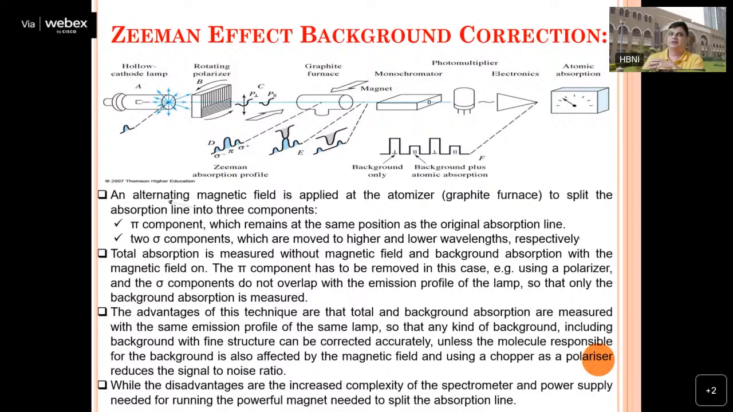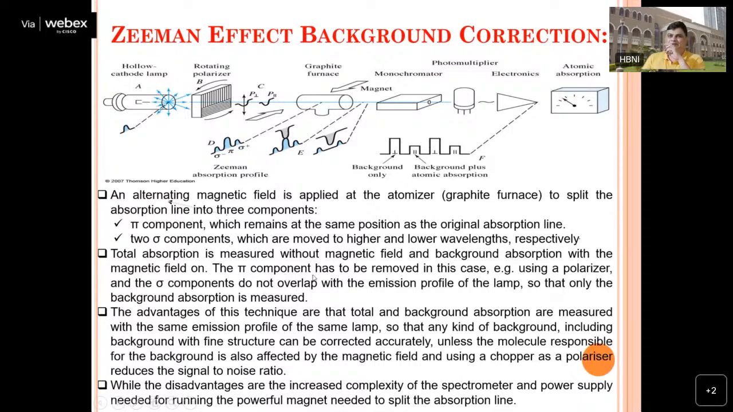The other way is the Zeeman effect. In the Zeeman effect, what is happening? An alternating magnetic field is applied at the atomizer. The atomizer here is basically a graphite furnace, and that splits the absorption line into three components. That is the pi component, which remains in the same position as the original absorption line, and the two sigma components, which move to higher and lower wavelengths respectively. And the total absorbance is measured without the magnetic field, and the background absorption with the magnetic field on.